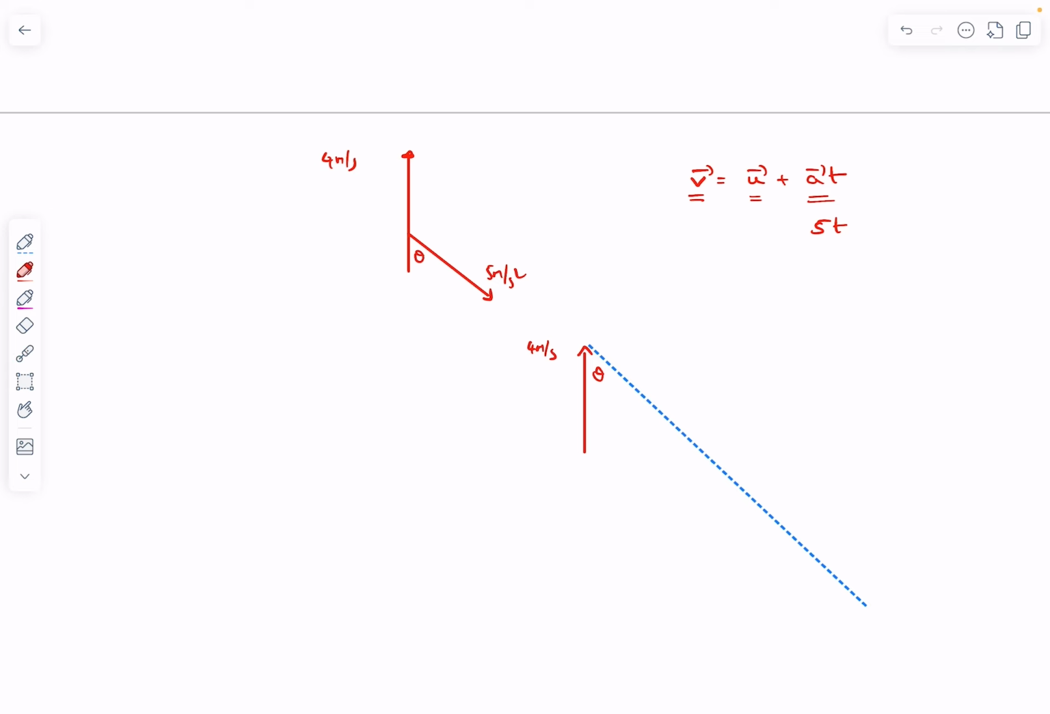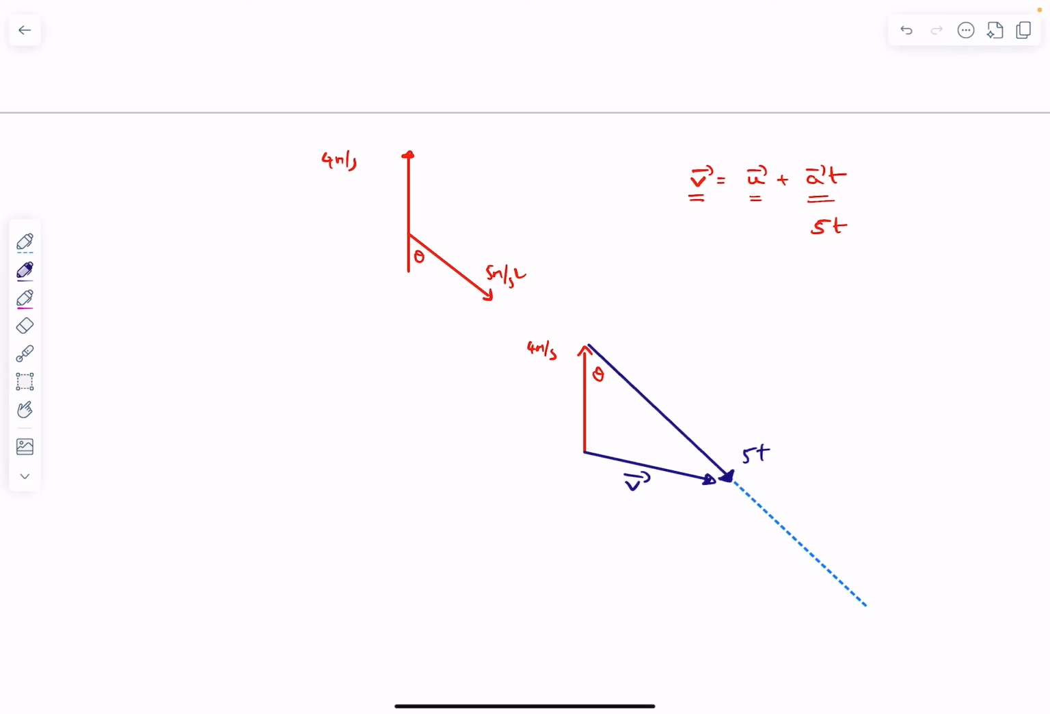So let's say at some arbitrary time, this is the at vector. This is my 5t vector. So if this is the u vector and this is the at vector, then the resultant by triangle law is the final velocity vector. So now what are the constraints? The constraint is that the length of this 4 meters per second vector is a constant, because this is a constant vector. This angle theta needs to be constant. We cannot change this angle theta. The only thing that we can modify is the magnitude of this 5t vector.